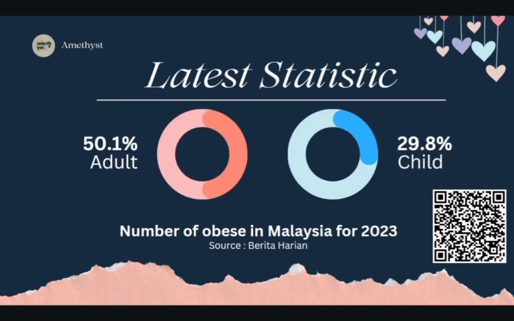So we decided to do some research, and we can see from the latest statistics that the number of obese people in Malaysia for 2023 is 50.1% of the pie chart, the majority of which is adults. The second biggest percentage behind the adults is children with 29.8%, which is worrying for us, just to think that in the future, maybe 4 or 5 years, the percentage of both will rise, making the obesity problem critical for us to overcome.